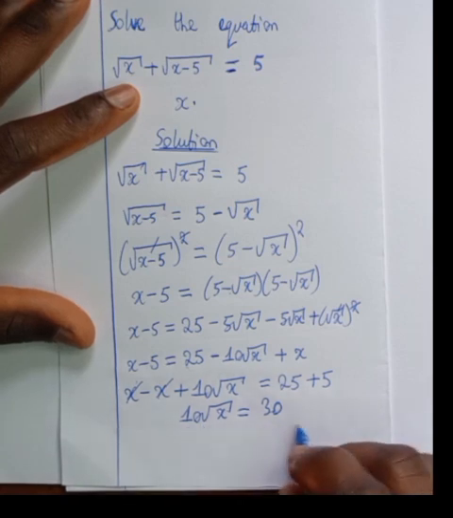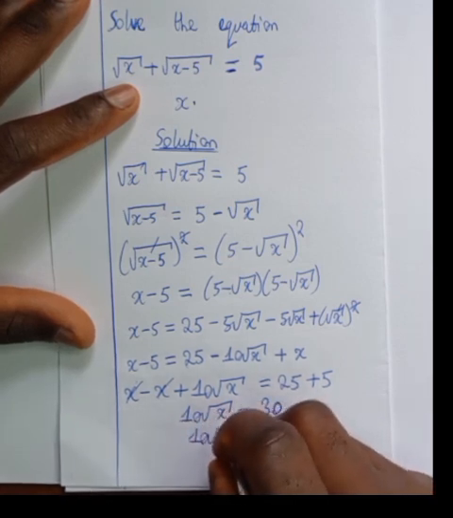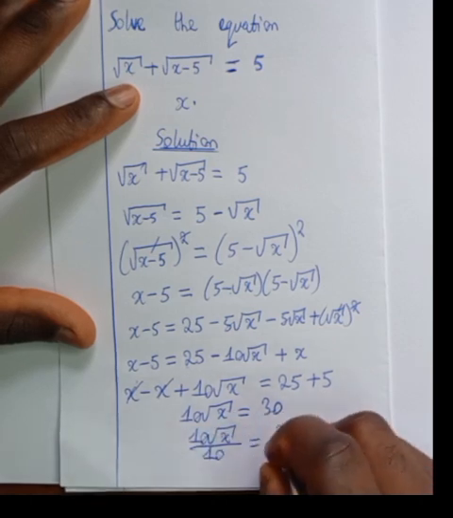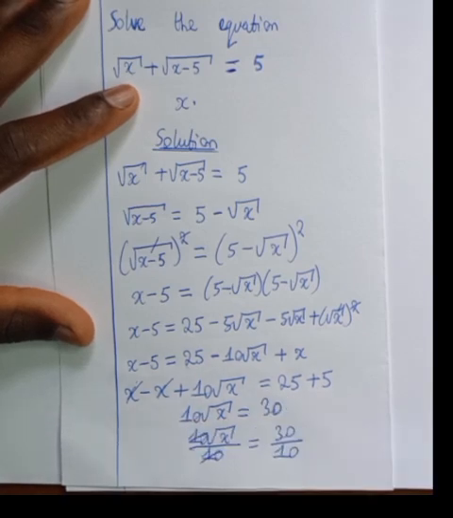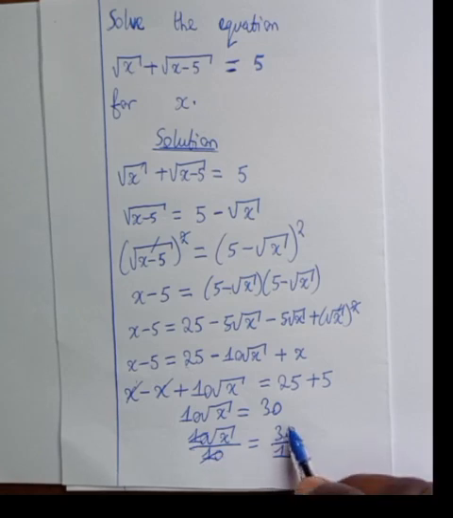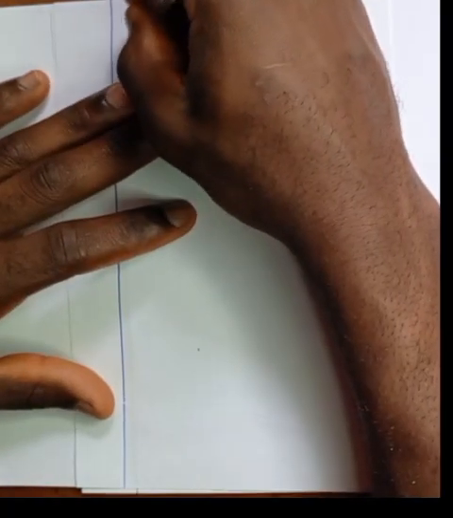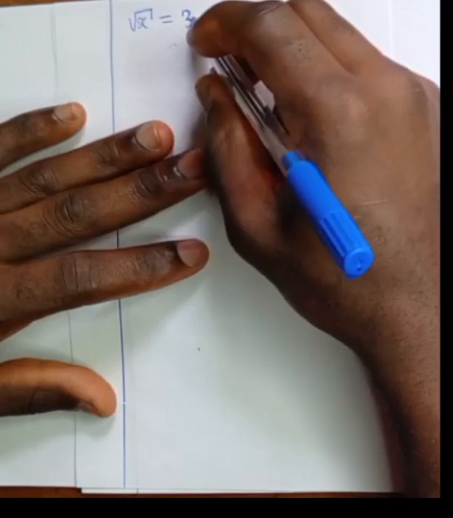Next, we are going to divide both sides by 10. The equation of root x, 10 root x divided by 10 is equal to 30 divided by 10. You see that 10 will cancel 10. This will give us root x at the left hand side. We know 30 divided by 10 gives us 3. We will simply obtain root x is equal to 3.